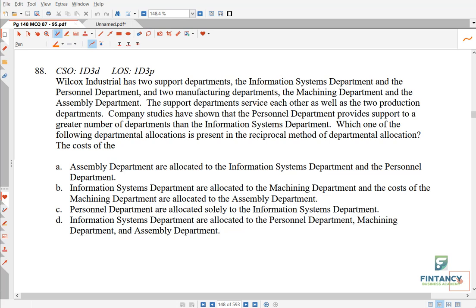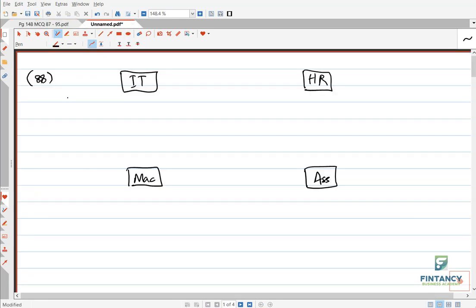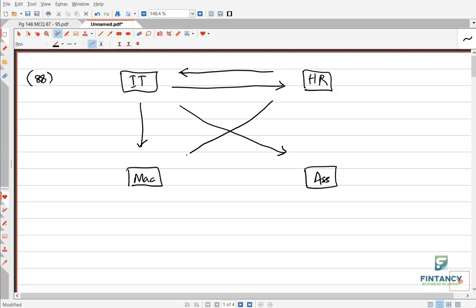The support departments service each other as well as the two production departments, right? What they are telling you, they service each other. It means like this, right? As well as the production departments. So like this, right? So this is example number 3 which we did last time.